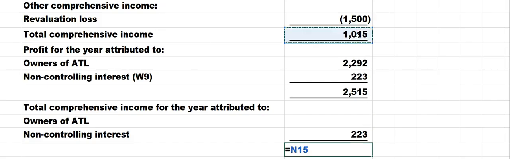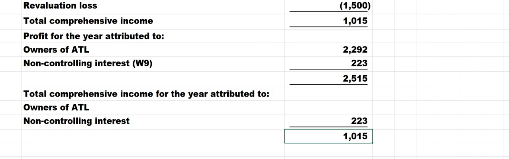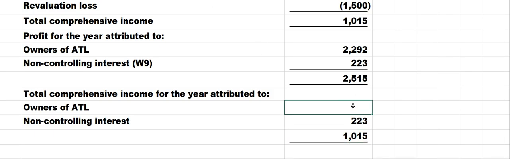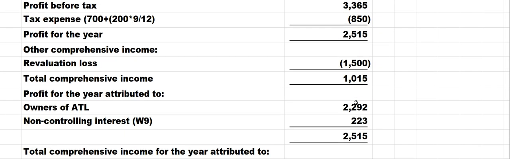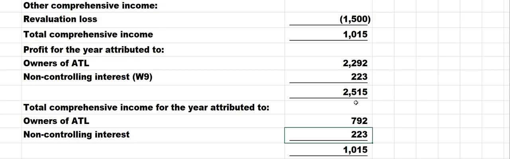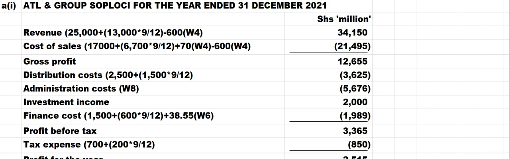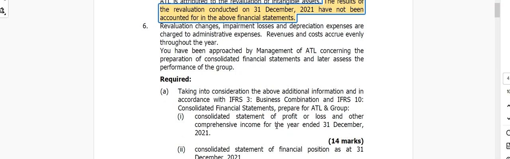So the total comprehensive income is this, meaning that the balance will go to the owners of the parent, and they will take 792. So that is the consolidated statement of profit or loss. It was a mid-year sub, so you had to time apportion. So always look at the dates of acquisition. Where you have a question, please feel free to ask. That is my statement of profit or loss, and it carried around 14 marks.